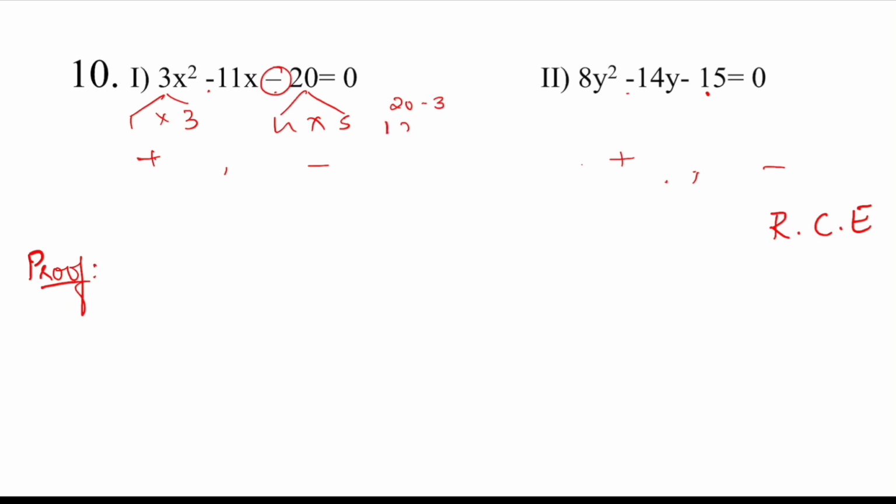4 3s are 12, 5 ones are 5. So this also will not work. Next, 5 3s are 15 and 4 ones are 4. So 15 minus 4 will give us 11. So this combination we can take. So it is 15 here, 11 here. Next, divide here by 3, divide here by 3. Next, we can write it as plus 5, and 4 divided by 3 can be written as 4/3.